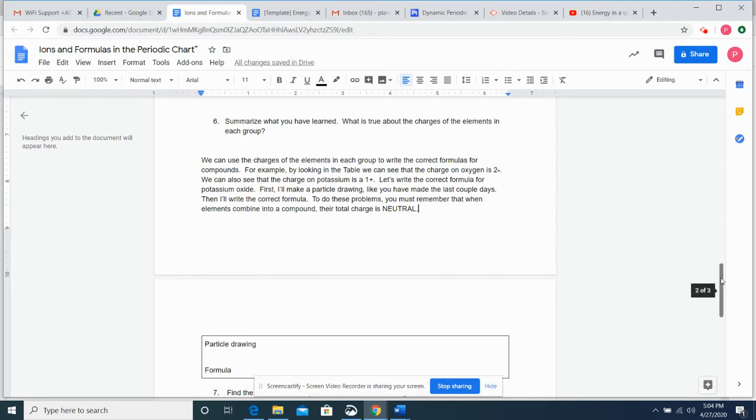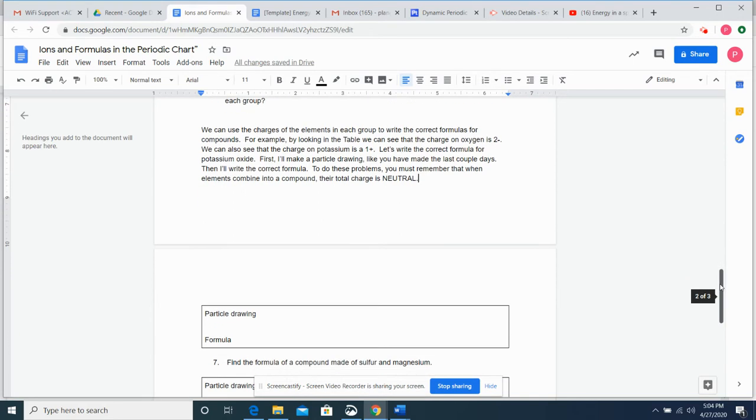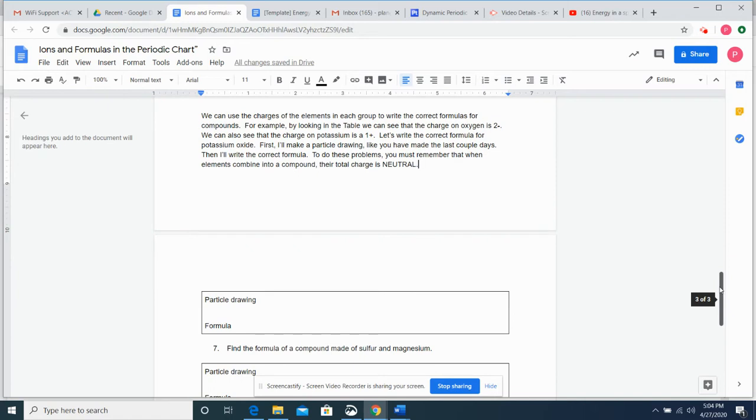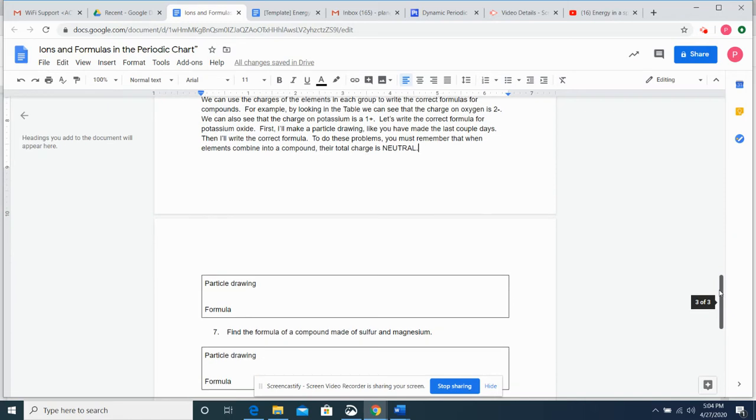Now, the thing that's important for you to know about compounds is that they are neutral. You've been using that for the last couple of days, or you should have been. A compound must be neutral, so the total amount of charge on a compound must be 0. So we're going to make a particle drawing of an oxygen and potassium compound. I'm just going to go ahead and draw it first, actually.